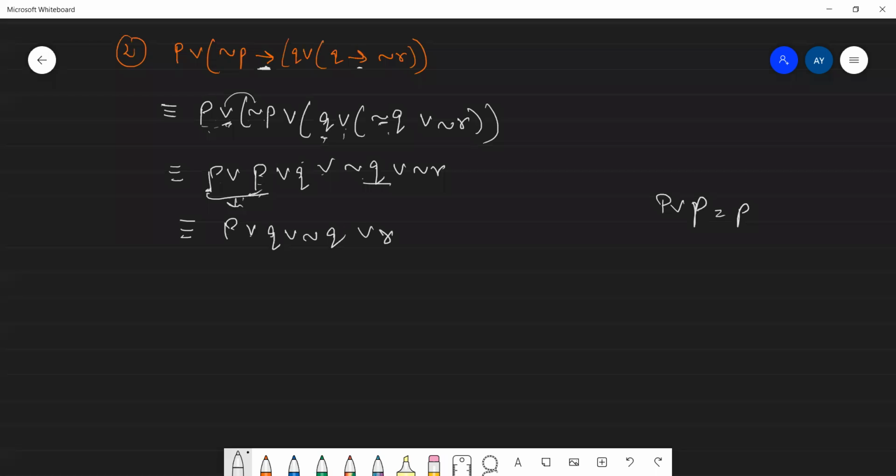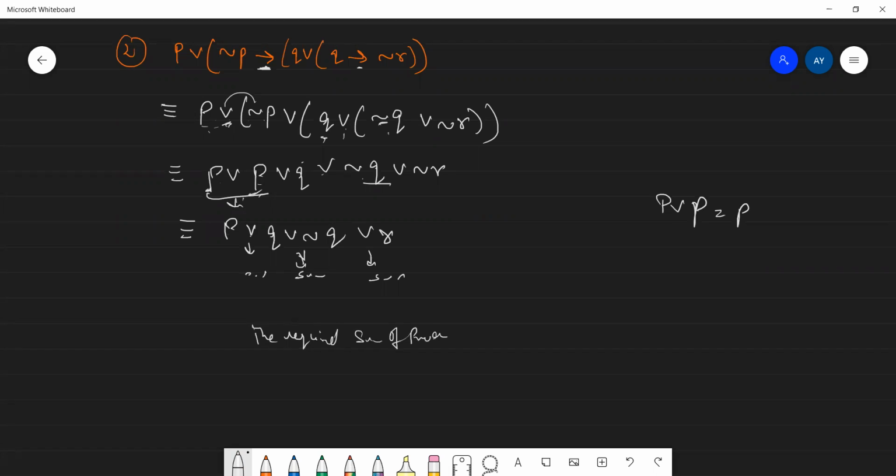Negation R, I'm writing it as R. This is the required sum. This is sum, this is sum, and this is sum. So this is the required sum of products.